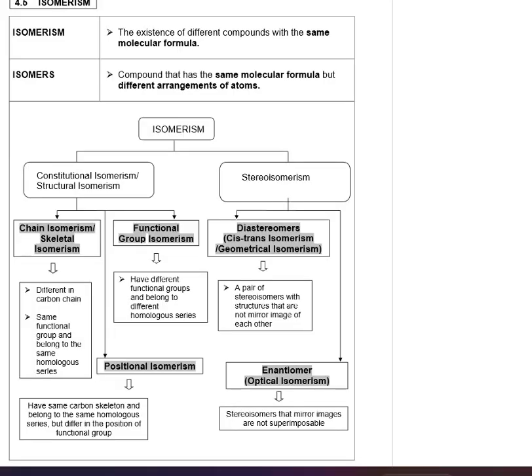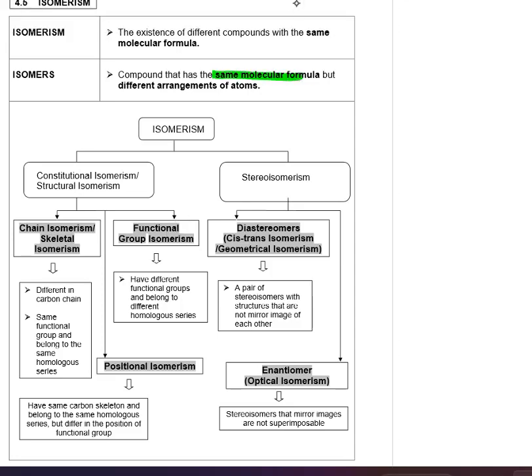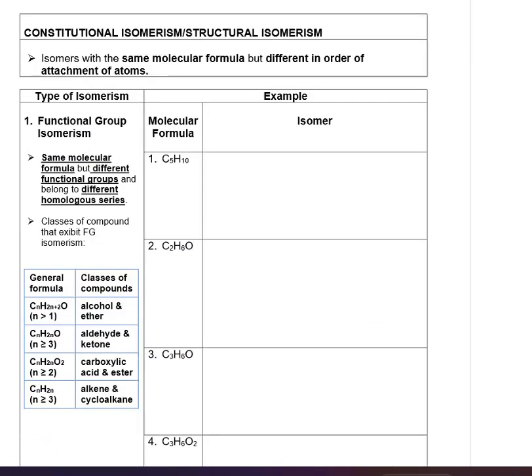Okay, so isomerism. An isomer is a compound that has the same molecular formula but a different arrangement of atoms, a different structural formula. Isomerism can be divided into constitutional isomerism, also known as structural isomerism, and stereoisomerism. We look at constitutional isomerism first. Constitutional isomerism is divided into three types: chain, functional group, and positional. So we look at one first.